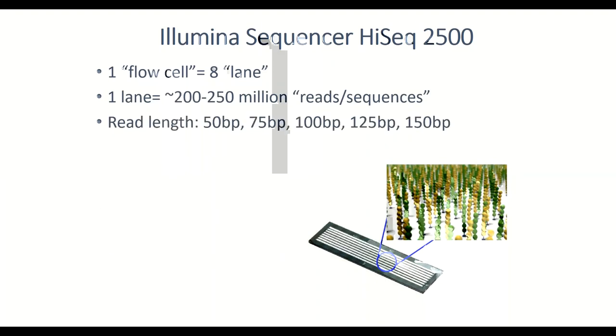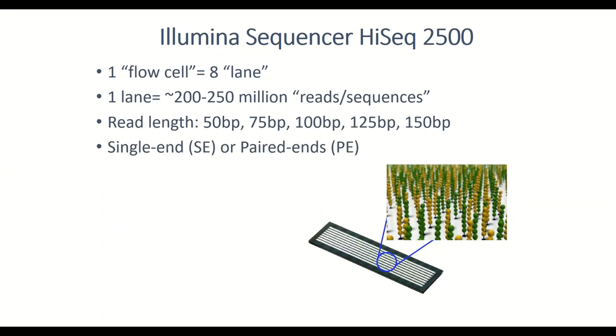And the read length, because it's a short sequence, we call it read length. It can be 50 base pairs, or 75, 100, and the longest one is 150 base pairs. So the data we generate are short read sequences. Sometimes it's 100 base pairs, sometimes it's 150, but it's prefixed, okay? And then when we talk about sequencing, there are two different approaches: single-end sequencing and paired-end. I will explain what paired-end sequencing means.